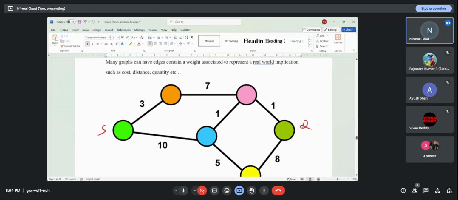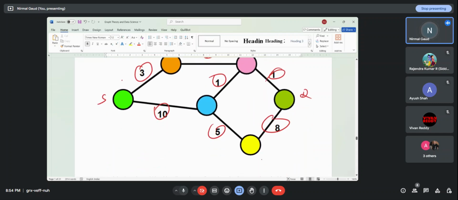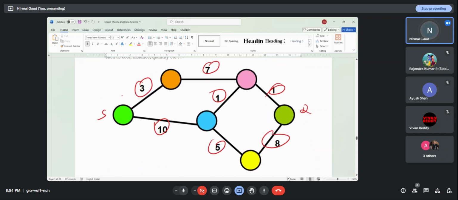So these are the weights. We can assign weights to the edges. It can be anything according to your problem statement. We can do that. Weights to the edges. This is a weighted graph, and very important. I just told you, it is a very important phenomenon, because we use this technique in finding the shortest path.